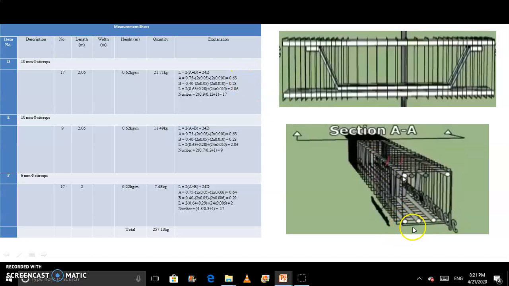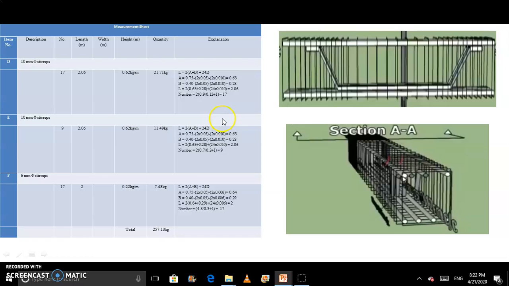Similarly, we have to find B. For B we know that here we have 0.40. From 0.40 we have to deduct the same cover, 2 into 0.05, and the same reinforcement from here. So we get 0.28 as the answer. So simply we have to put these values in our formula. So 2 into 0.63 plus 0.28 plus 24 into d. d is the diameter of the stirrups, which is 10 mm, so 0.010 meter. Here we get 2.06 as the length. So the total stirrup length is 2.06.